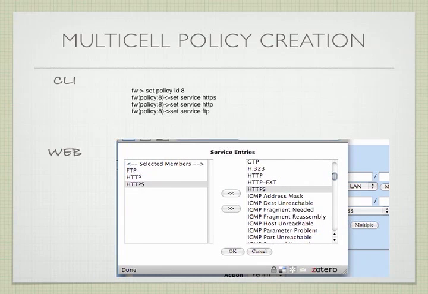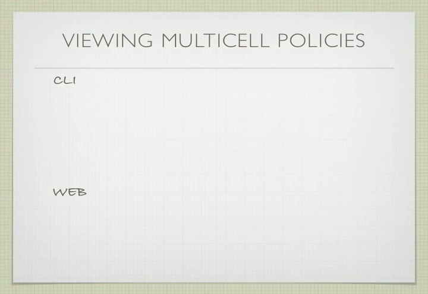FTP. On the web, you click on that multiple button for services and you get this presented. You can pull over multiple service entries for the policy, and then this will apply to the policy in the same way that the command line does. So this is the multiple button next to the service in order to select multiples.